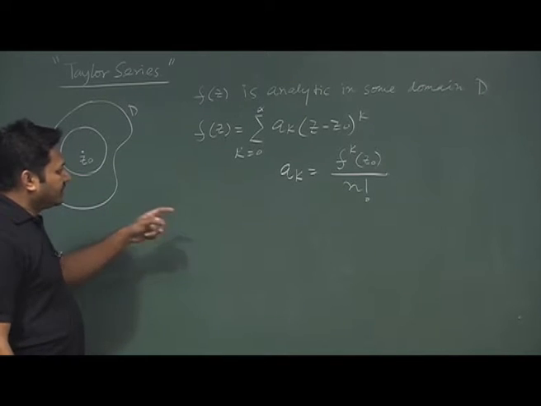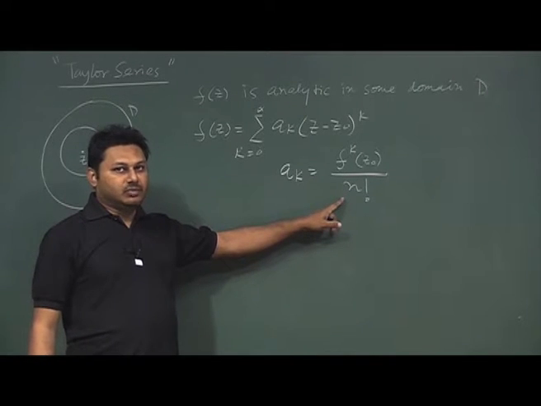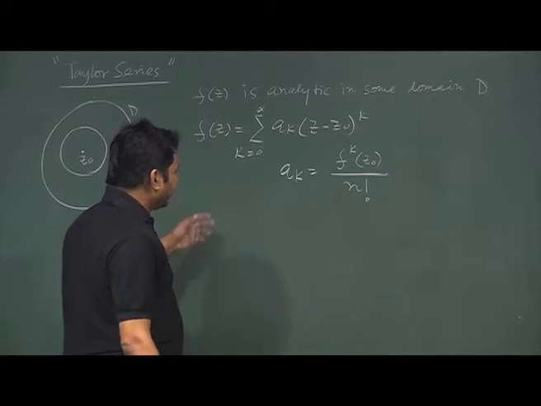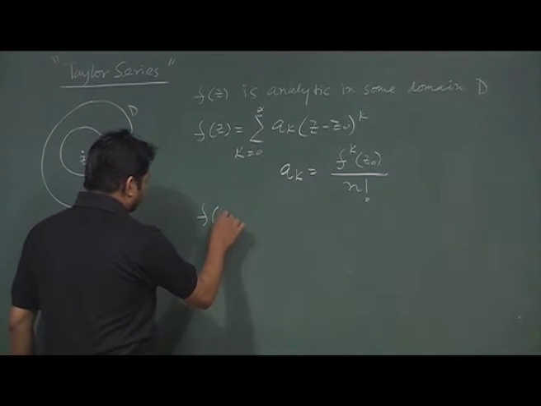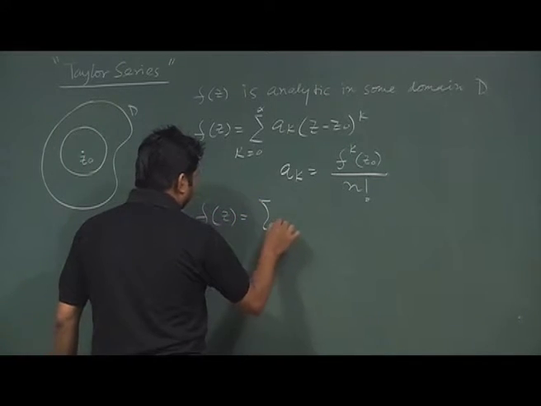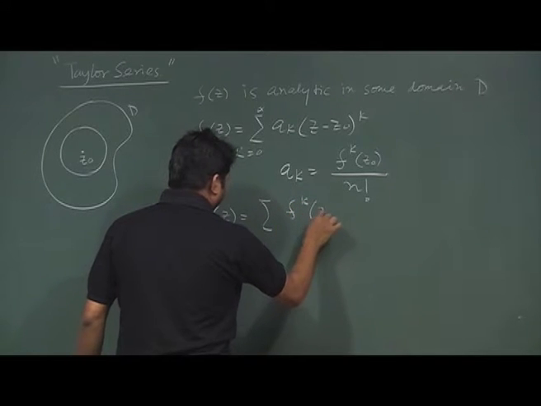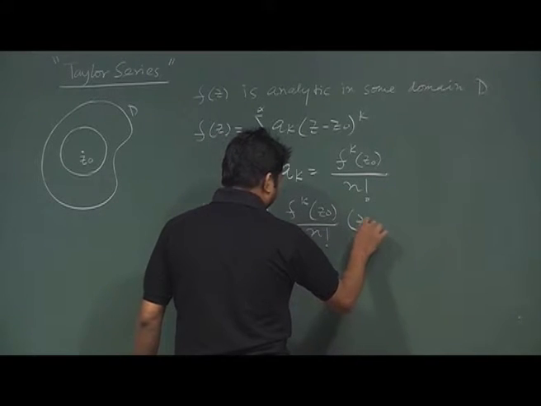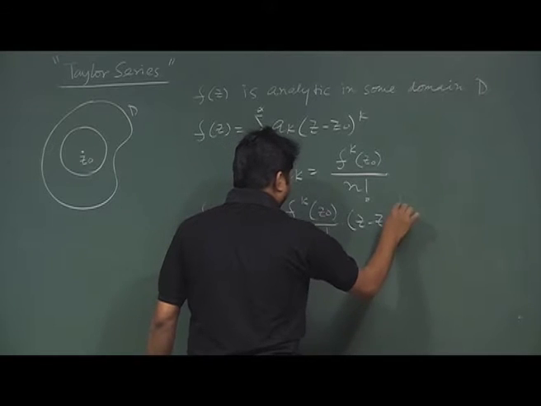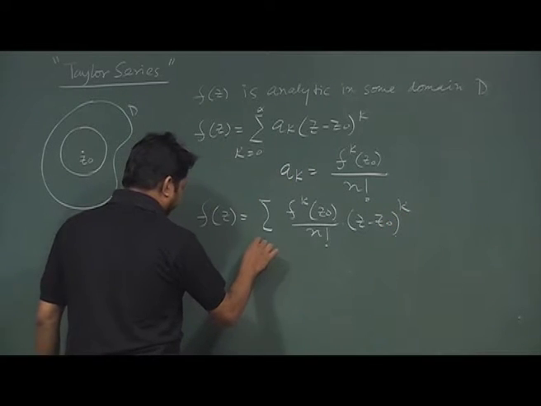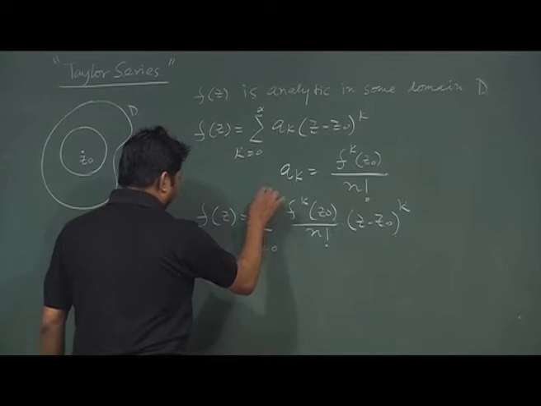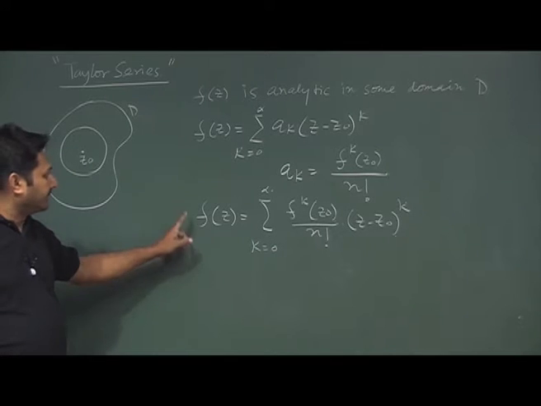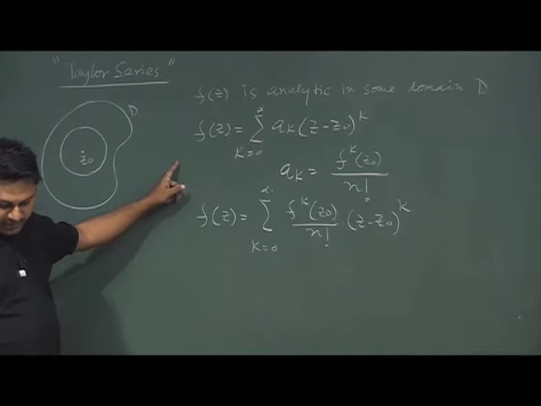So, the characteristic coefficient can be represented in this way. In total, I can write that the function f(z) can be represented like this.